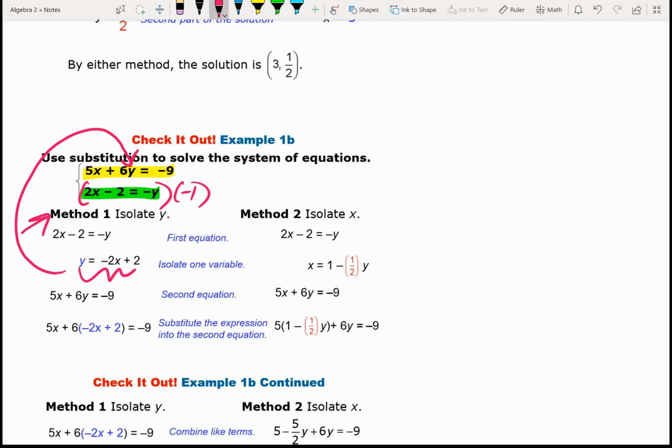Okay, so we have 5x plus 6 times y, which we saw was -2x plus 2, equals -9.